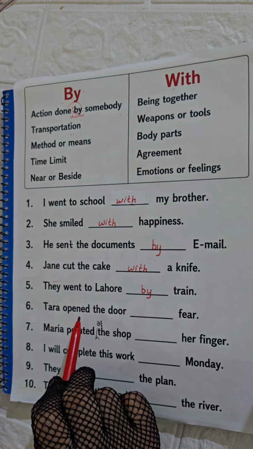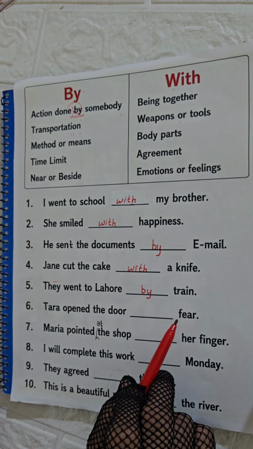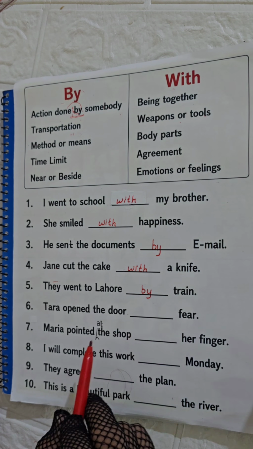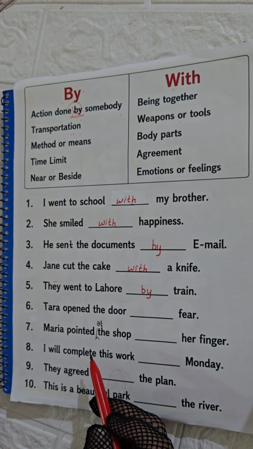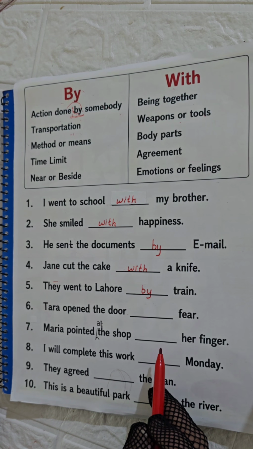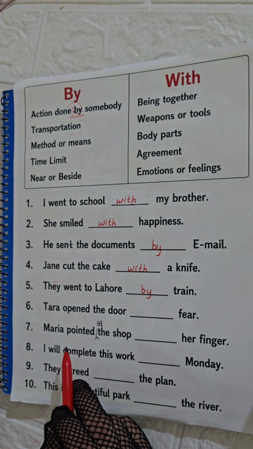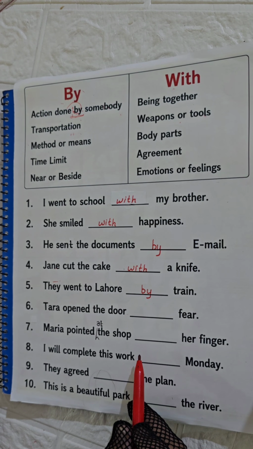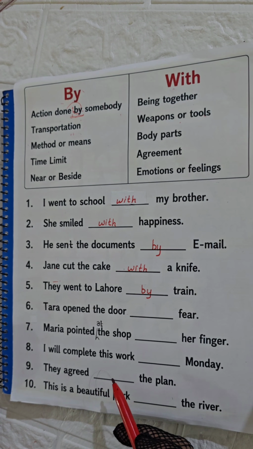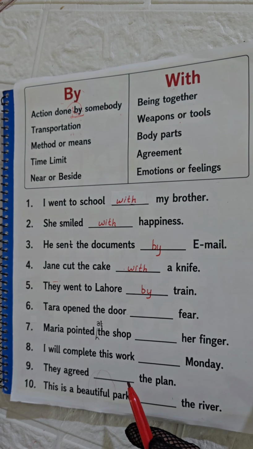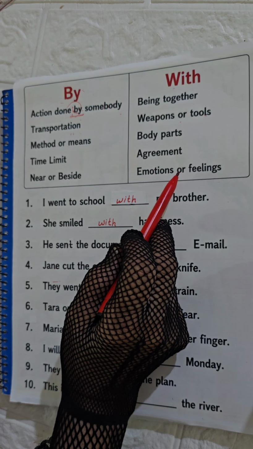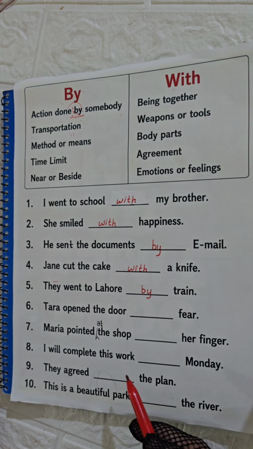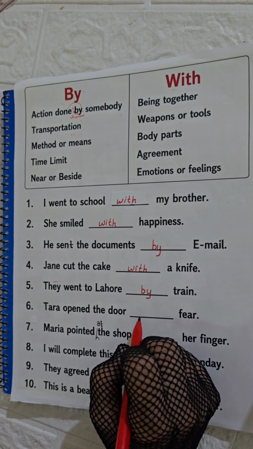Number six, Tara opened the door blank fear. Again, you have to decide. Either you will write by or with. As this sentence shows a feeling or emotion, keep in mind when we express a feeling or emotion, we always use with for the feelings. Do you remember about this? Therefore, we will write with in the blank.